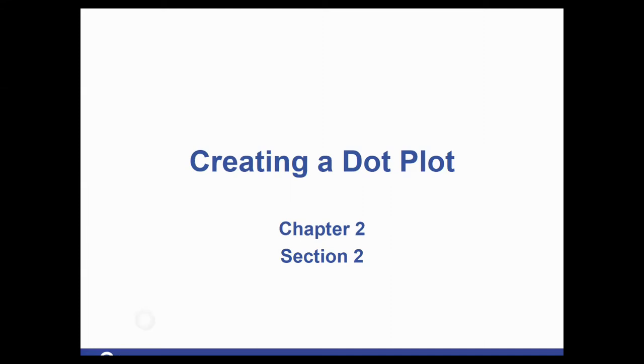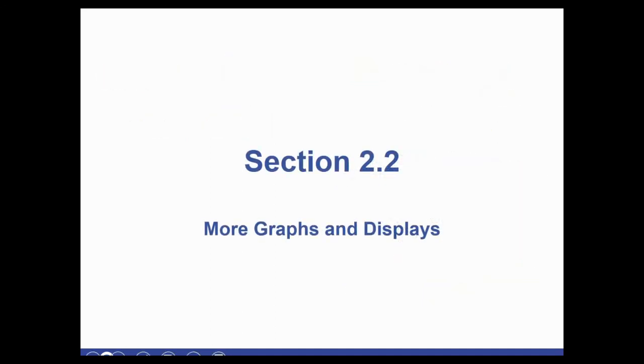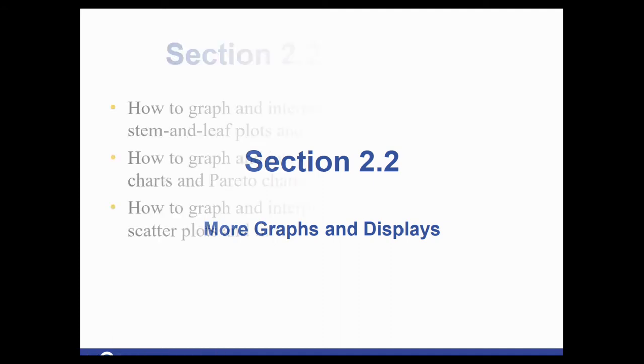Creating a dot plot. This is coming from section 2.2. This is some of our graphs beyond our frequency distribution that we can make.